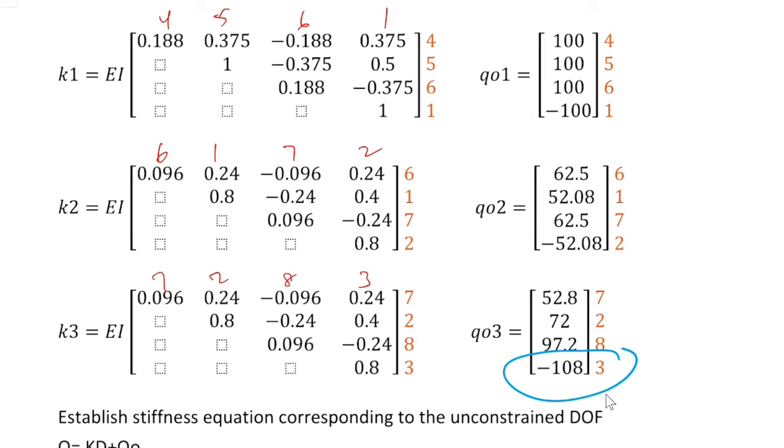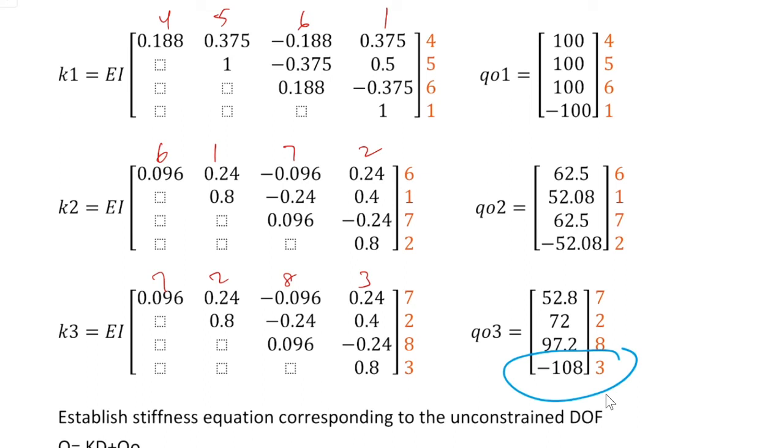So all this is okay: K1, K2, K3 as well as Q01, Q02, Q03. Remember that Q0 is whatever loading is subjected on the member, which we classify as equivalent element nodal forces. Q0 is the equivalent nodal forces for the structure. This is different from nodal forces, because nodal forces are the moments and forces subjected directly at nodes.